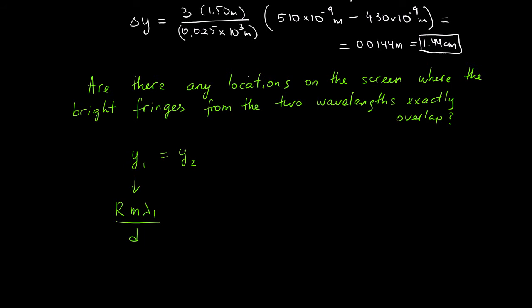Take a moment to think about it. Pause this video for a moment and see if you really understand what it is asking. So that's why I'm going to have m1, because the orders are different, and that equals r times a different order bright fringe from lambda 2 over d. So from here, the r's will cancel out, and we will end up with the expression m1 lambda 1 equals m2 lambda 2.